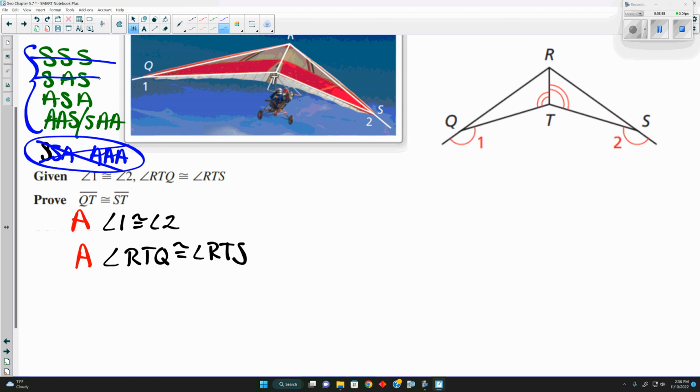Do we have any sides that are congruent? RT is shared in both, so we can say that RT is congruent to RT. So we have angle, angle, side, yes? So from all this here, we could say that triangle what?